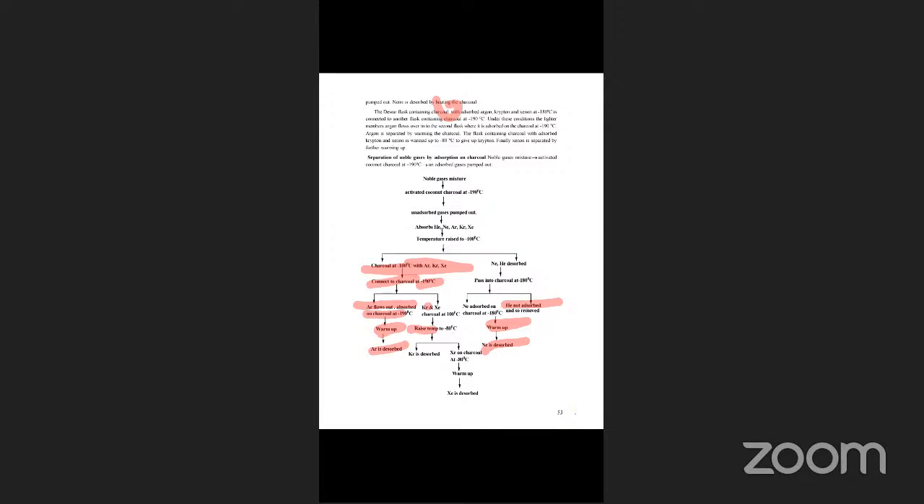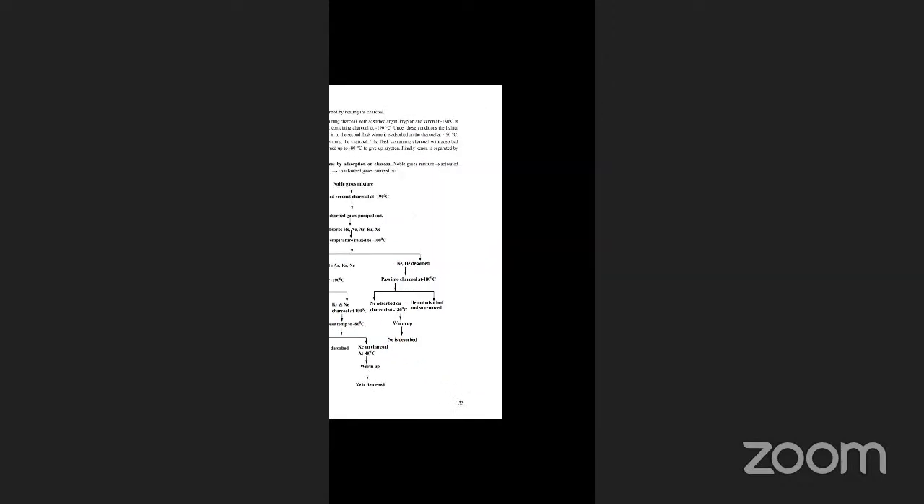Raise the temperature again to minus 80 degrees. Krypton is desorbed, while the heavier gas remains on charcoal at minus 100 degrees. Again we warm up, again we raise the temperature, and the xenon also desorbs. This method is based on adsorption on charcoal. The charcoal method is very, very important.